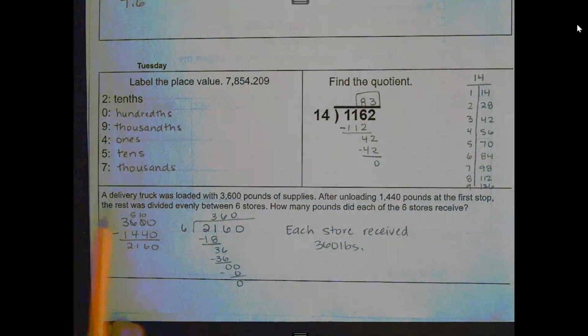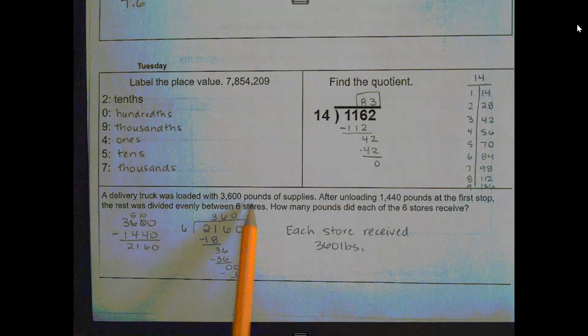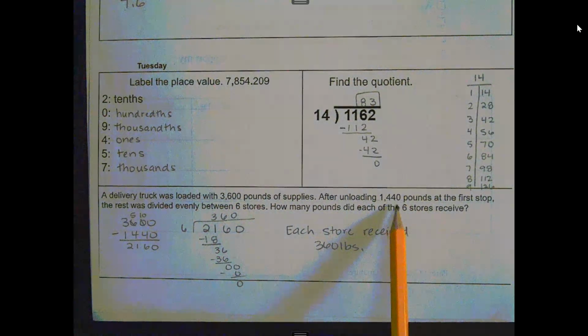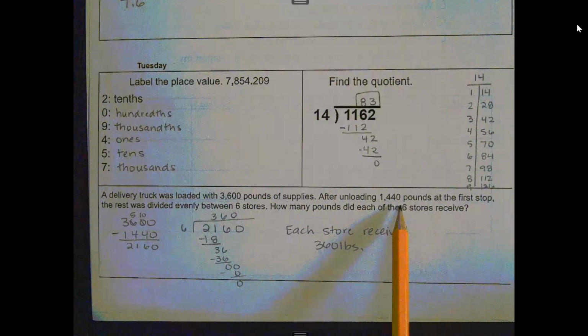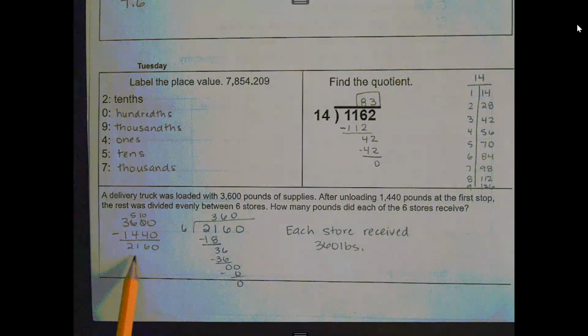Bottom here on Tuesday, we have a delivery truck, and they've got this many pounds of supplies, so this is their total. They're going to unload, so they're removing 1,440 pounds at their first stop. So once they unload that amount, they're left with this amount. So I subtracted to get that.